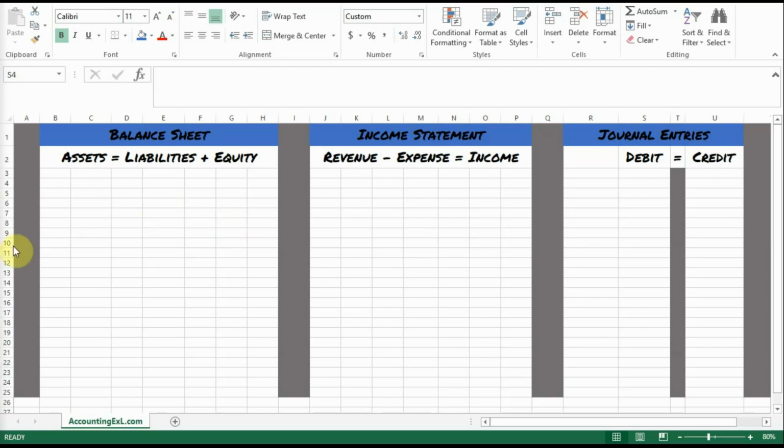Okay, so let's go over a quick example of a situation where you would record some entries to affect the balance sheet. If you go to AccountingExL.com/accounting, you can follow along with an example on the website, and that's the example we're going to use to illustrate this. Let's say to start up your business, you need $100.